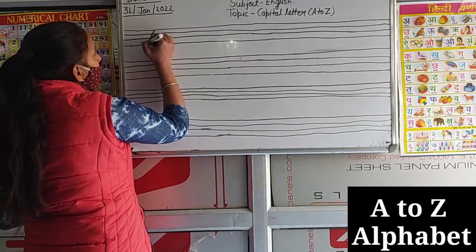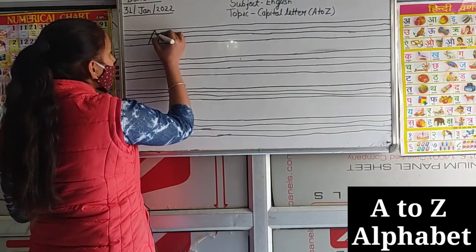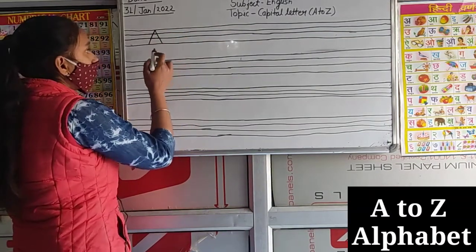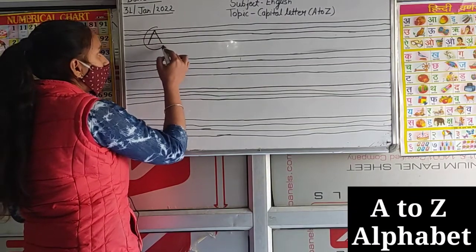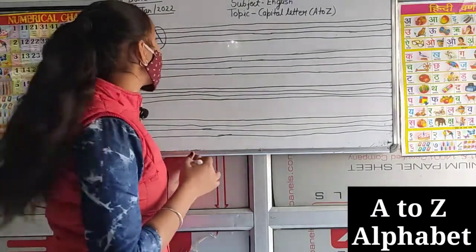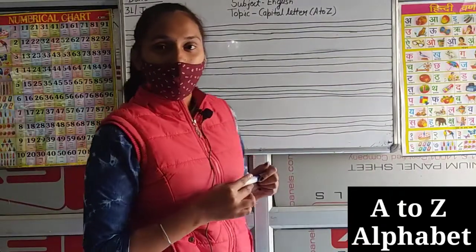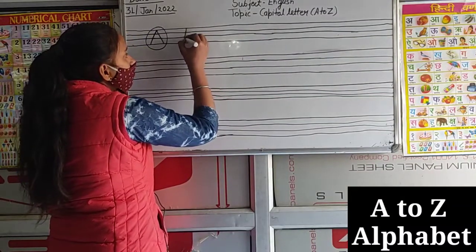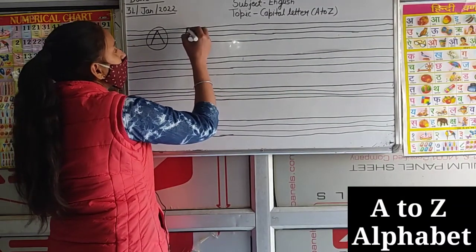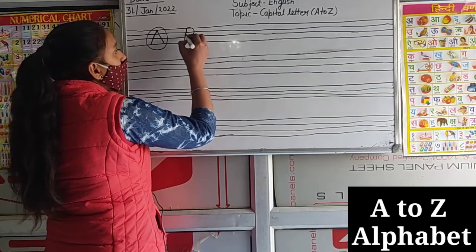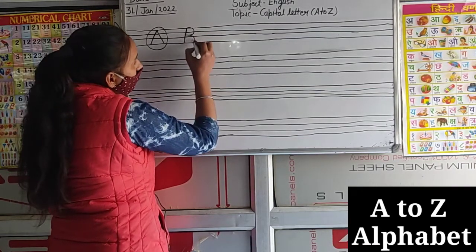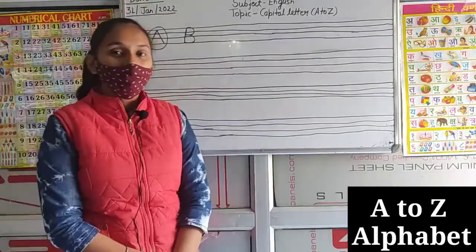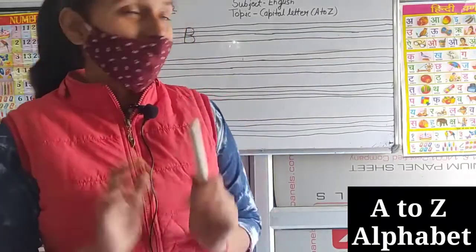One standing line, and the second standing line, and a sleeping line in the middle. Which letter is this? A. A for apple. And the second letter is one standing line and one half circle and one half circle. B. B for ball.